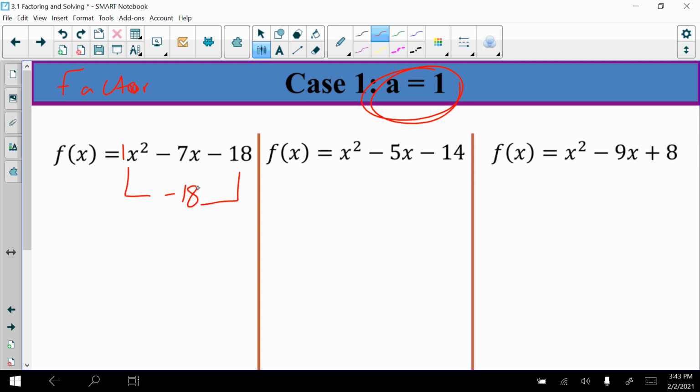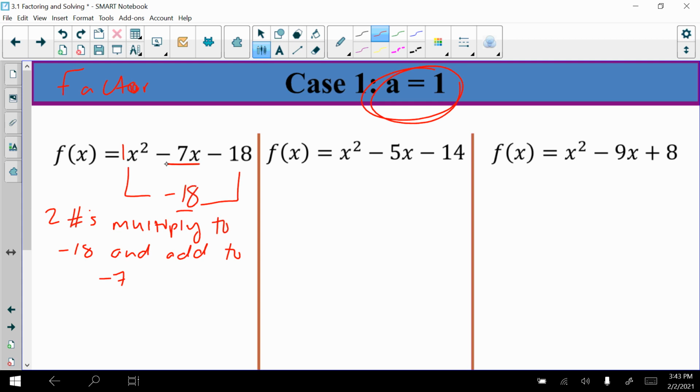Okay? And now, here's what I need. I need to sit back and find two numbers that multiply to negative 18, that number that I just got, and that also add to negative 7, my middle term. So I need two numbers that when I multiply them together, I get negative 18, and when I add them together, I get negative 7.